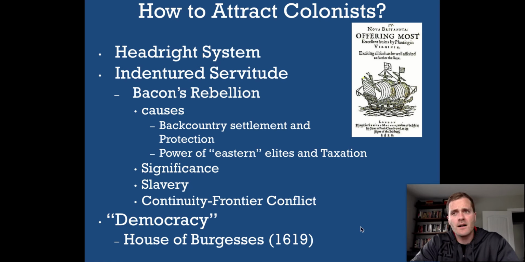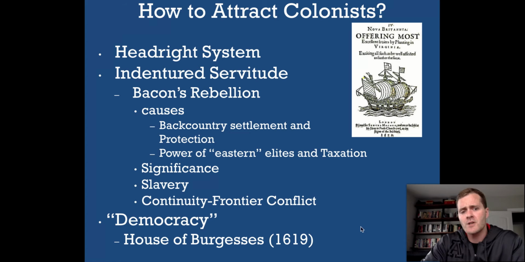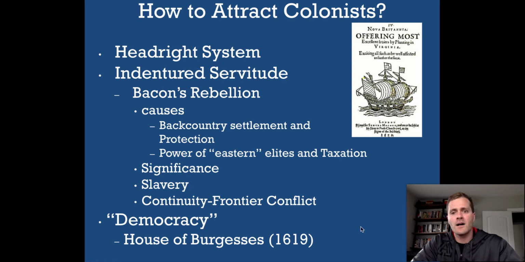We're going to see these freed indentured servants who feel as if society has not held up its end of the bargain. Like, you promised me stability, you promised me land, and here I am out in the middle of nowhere trying to farm, trying to chop down trees and whatnot. And it's this that's going to lead in 1676 to Bacon's Rebellion.